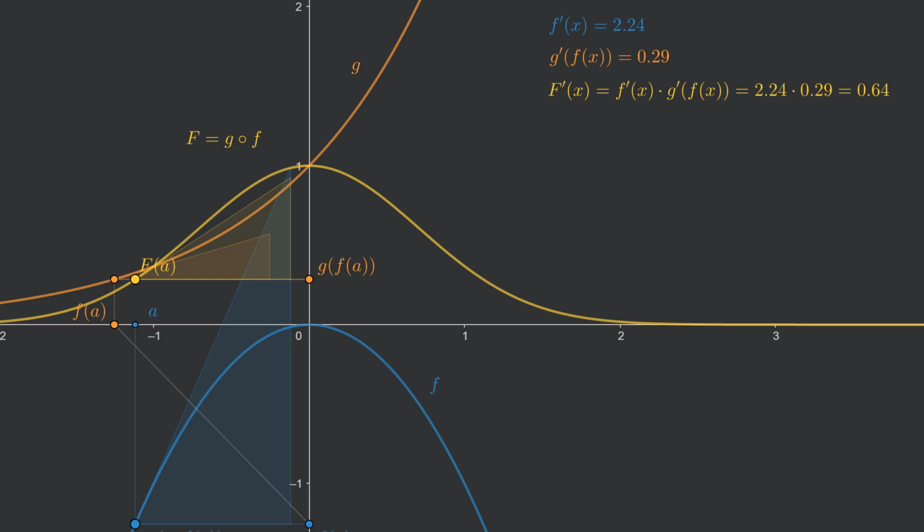I encourage you to stop the video at any point during the animation in order to verify that the slope triangles, the tangents, and the numeric values for the derivatives fit together. Now let's consider some specific examples and calculate the derivatives of composite functions by means of the chain rule.